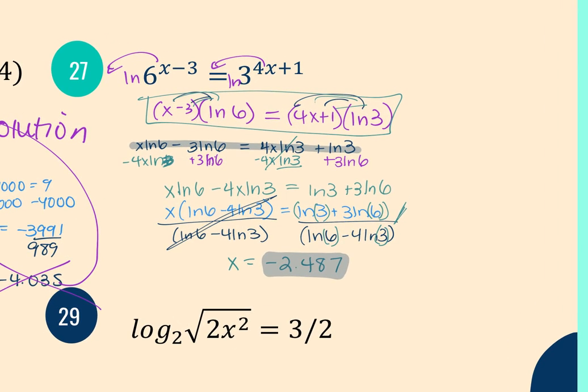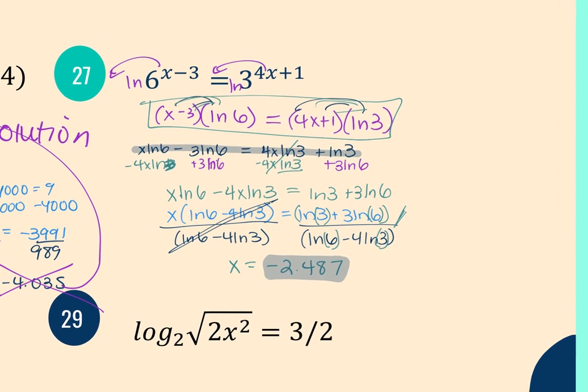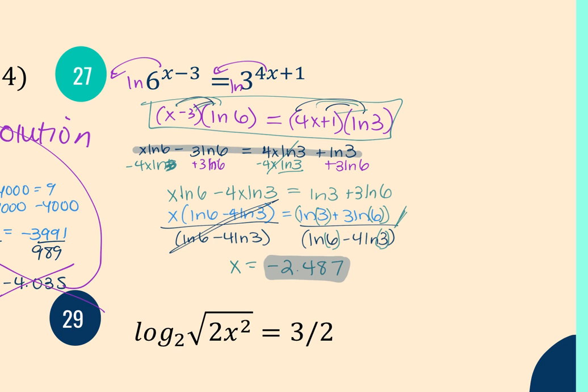Remember, I said, those are the worst ones. You're going to get them, but those are the worst ones. Those are not as bad because you just bump the exponent forward and then divide both sides by the ln of 6. It's the worst when they both have an exponent with an x here.